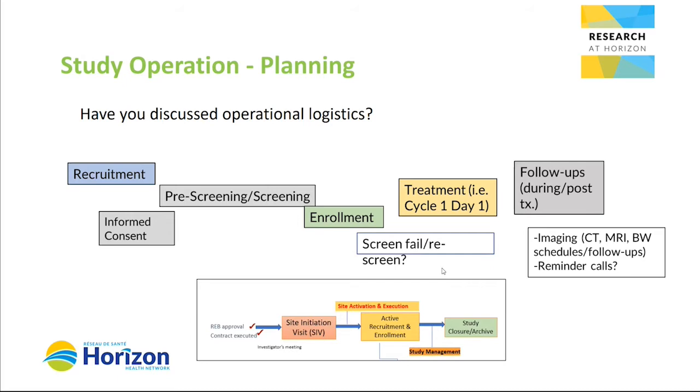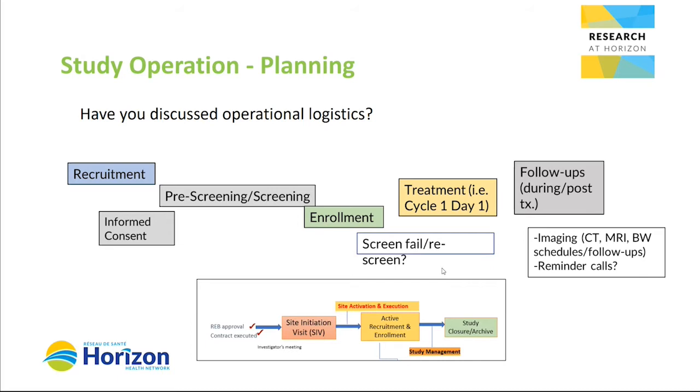Where is the signing of ICF taking place? What sort of pre-screening tools are prepared? What's the timeline for screening? How many weeks or days do you have to assess the patient eligibility? In which order should you screen the patient? So in case of a screen fail, can the patient be rescreened after a certain time? And what about the follow-up schedule?